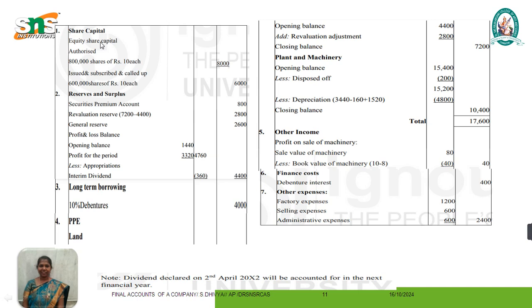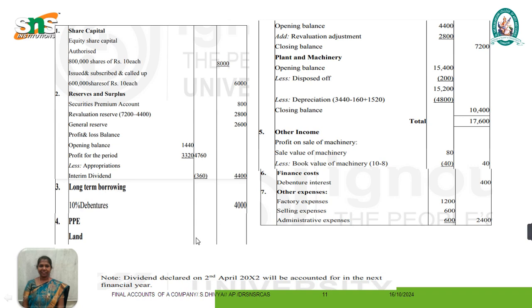In the balance sheet, the authorized share capital is 8,000 and the issued and subscribed capital is 6,000. Under reserves and surplus, the securities premium is 800, revaluation reserve 2,800, and general reserve 2,600. The opening balance is 1,440, plus the profit for the period of 3,320, less appropriation of interim dividend 360, so finally 4,400. Long-term borrowing, the 10% debentures, is 4,000.